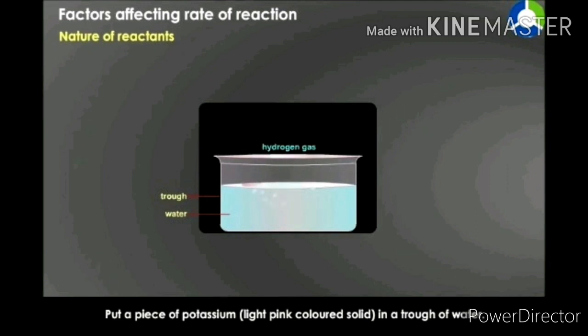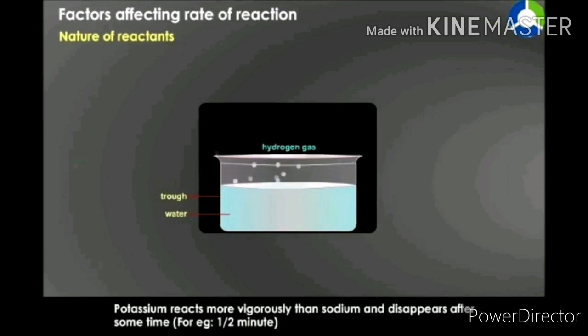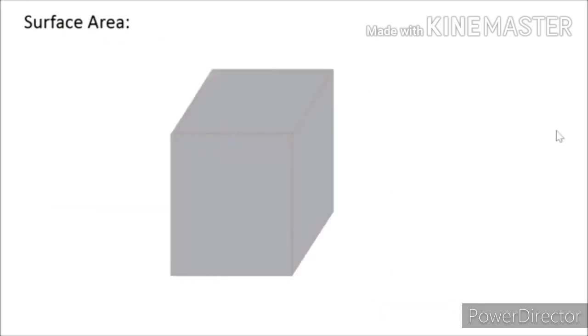The same experiment had been performed: potassium in water and sodium in water, but potassium reacted more vigorously than sodium. Now let us see how surface area of the reactants affects the rate of a chemical reaction. So, increase in the surface area of a solid increases the frequency of collisions.